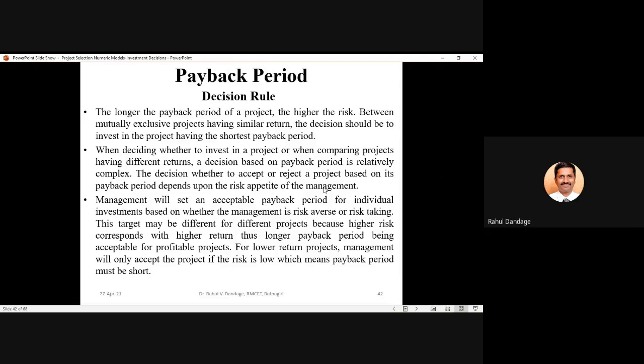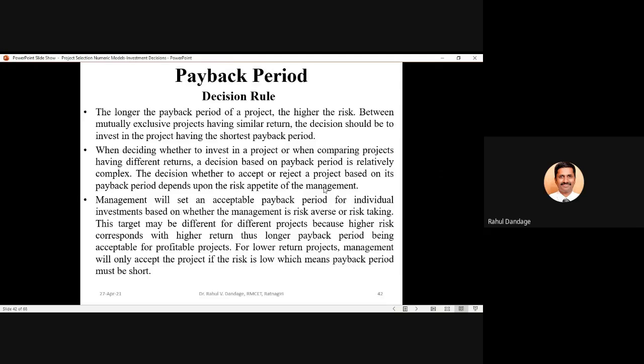When deciding whether to invest in a project, or when comparing projects having different returns, a decision based on payback period is relatively complex. The decision whether to accept or reject the project based on its payback period depends upon the risk appetite of the management. If the returns are similar, it is easier to understand that the project with the lower payback period should be accepted or selected.